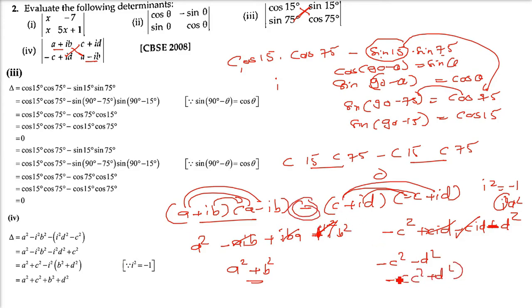So negative was already there, so it becomes positive because you are subtracting it. A square plus b square, just add it to it. The final answer will be a square plus b square plus c square plus d square.